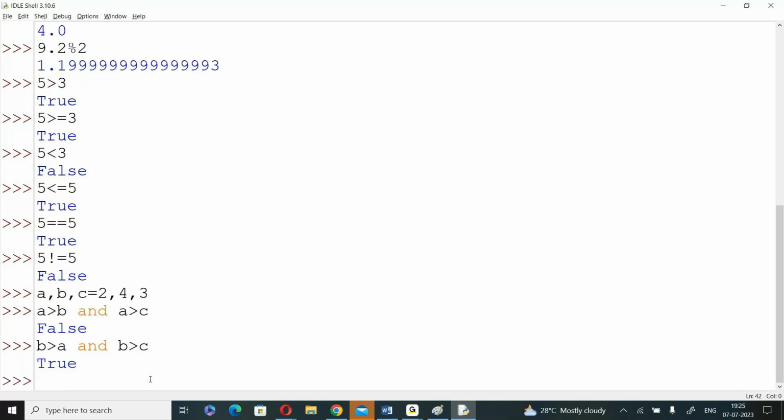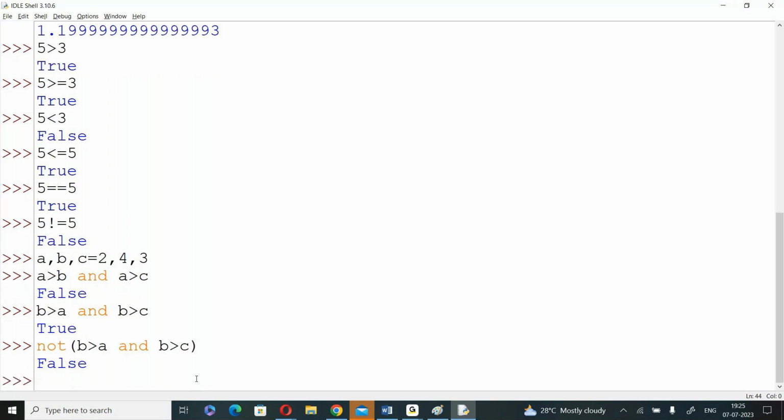Now, NOT of b greater than a and b greater than c. Actually, what is the answer you are getting here? You are getting true. NOT of true means false. So the situation is, if you want to check more than one condition, depending upon the condition, you need to evaluate some particular type of statements. In that situation, the logical operator plays a very crucial role.